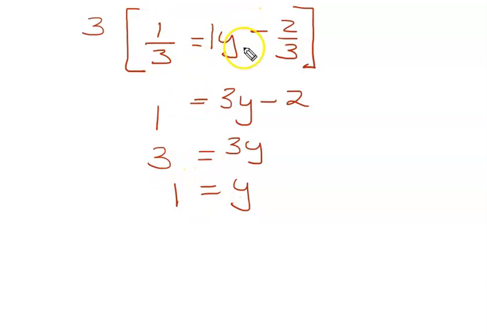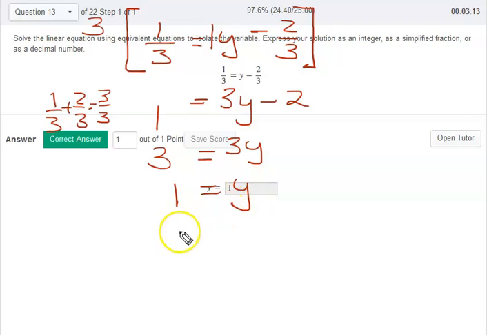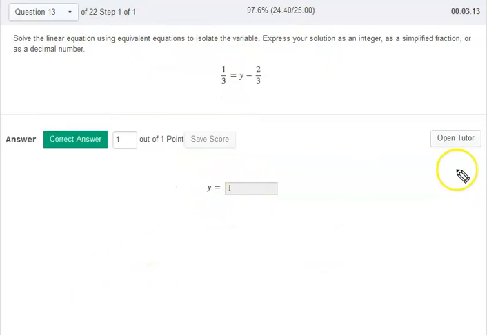Now that's one way to do it. The other way to do it is just transpose this to the other side, where it would become 1/3 plus 2/3, which equals 3/3. And 3/3 is a 1. So sometimes it's a flip of a coin as to which way you're going to do it. All right, let's go back and clear this, and we see our answer is y equals 1.